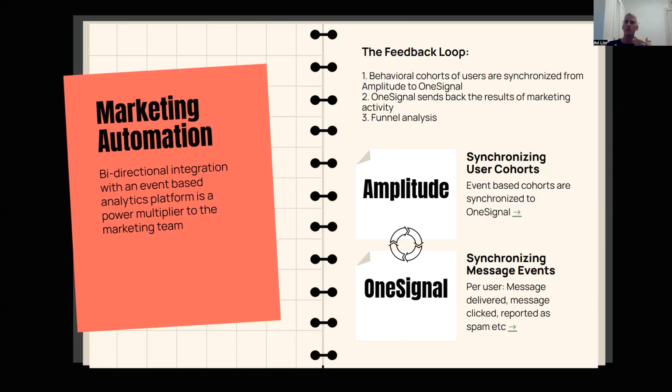And this is what the marketing automation guys are constantly doing. They change a little bit the cohorts, they change a little bit the messaging, and this is an iterative process that is meant at the end of the day to continually optimize the system. This is how Amplitude is doing.